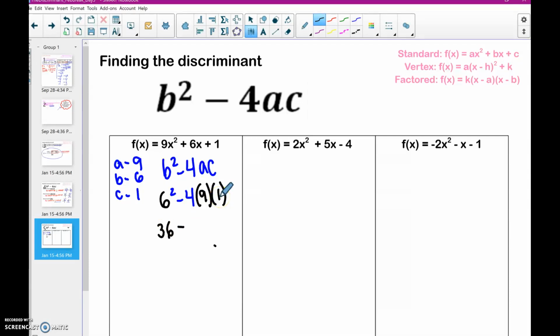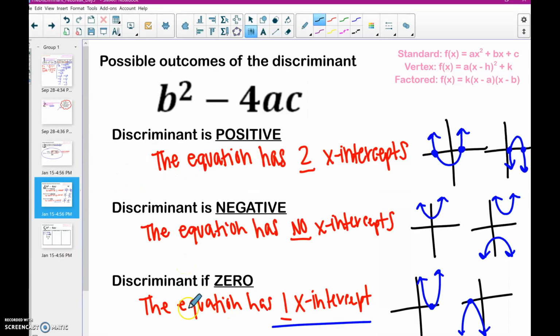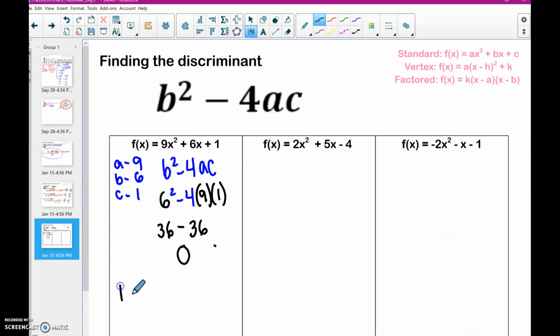So we now have 6 squared, which is 36, minus 4 times 9 times 1. So we know 9 times 4 is 36. 36 times 1 is 36. So we have 36 minus 36. Our discriminant is 0. So if we go back and look at what that means, if our discriminant is 0, the equation has one x-intercept. So we'll just put that one x-intercept. We also know that that one x-intercept is also going to be our vertex.